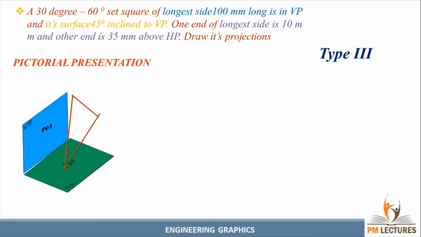Instead of that, they provide the condition for us, that is, one end of the longest side is 10 mm and the other end is 35 mm above HP. This is the condition provided for us. And one more condition is the longest side, 100 mm long, is in VP. This is the one more condition.